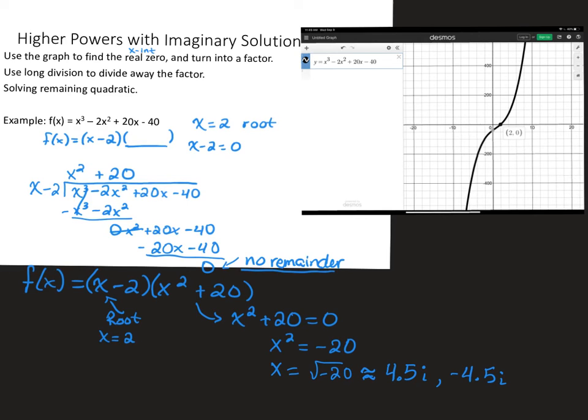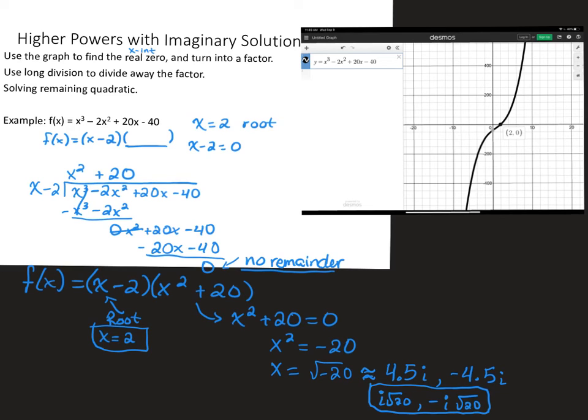The square root of 20 is about 4.5, so I changed my equal sign to an estimate equal sign, making it squiggly, or I can leave it if I want. I can say i times the square root of 20 or negative i times the square root of 20 if I wanted to leave it to where I'm not rounding my values. So this cubic has 3 roots. It has 2, and it has i times the square root of 20 and negative i times the square root of 20.